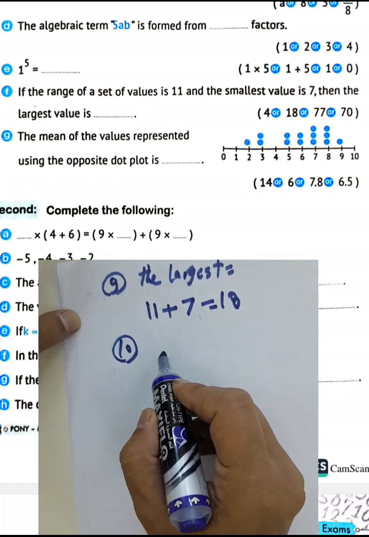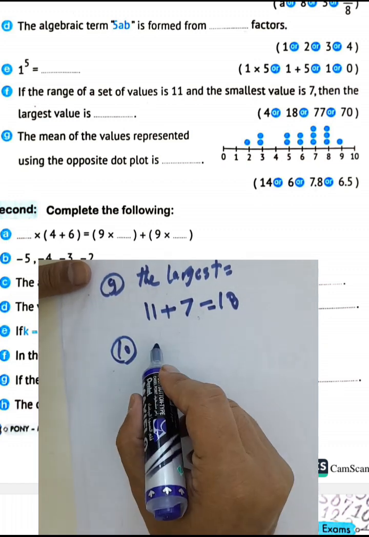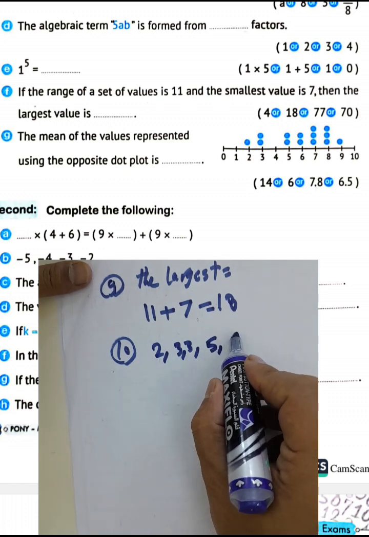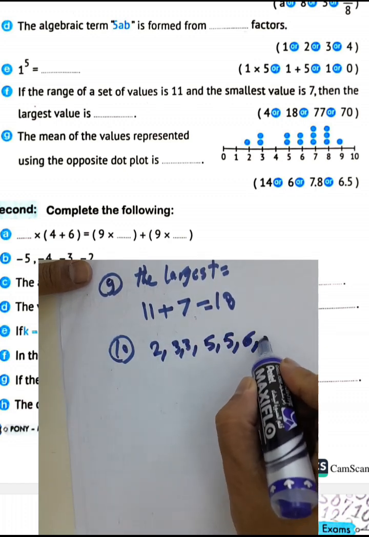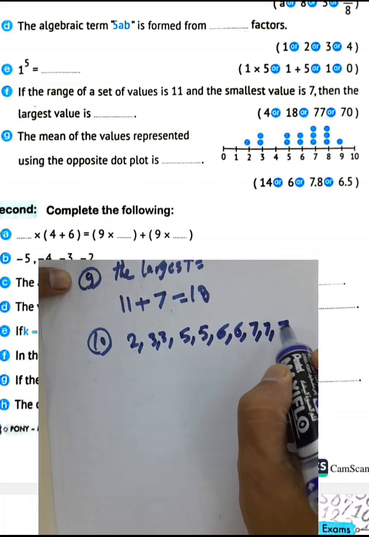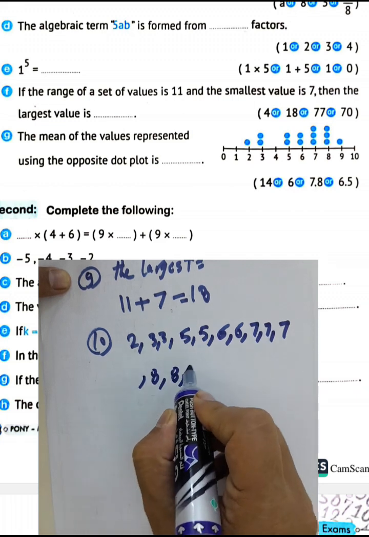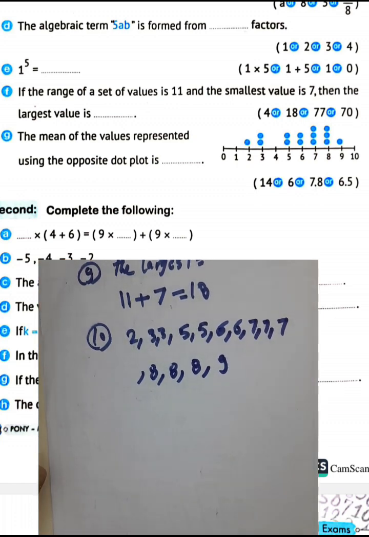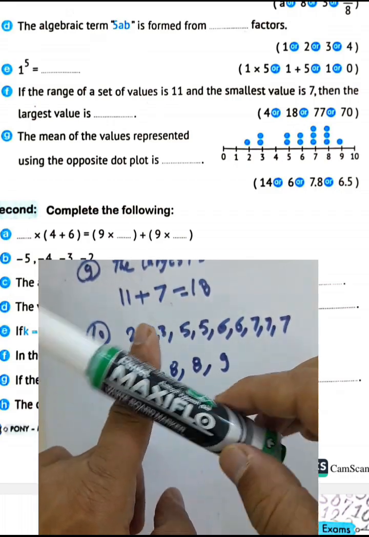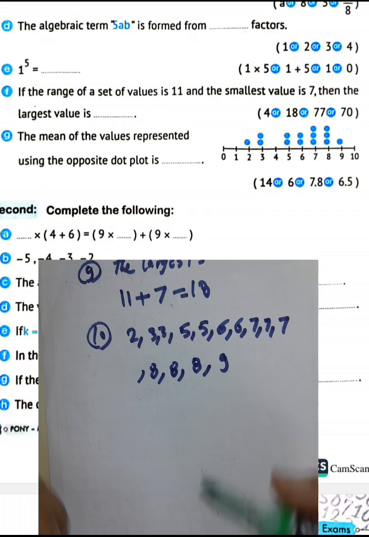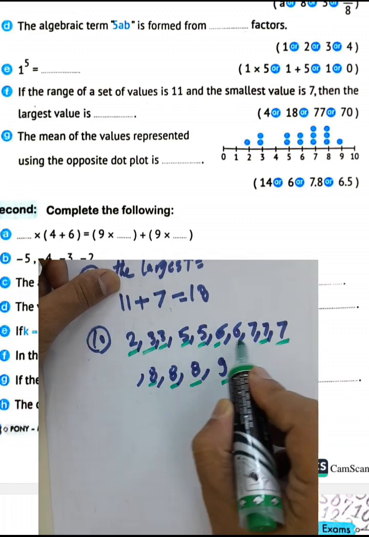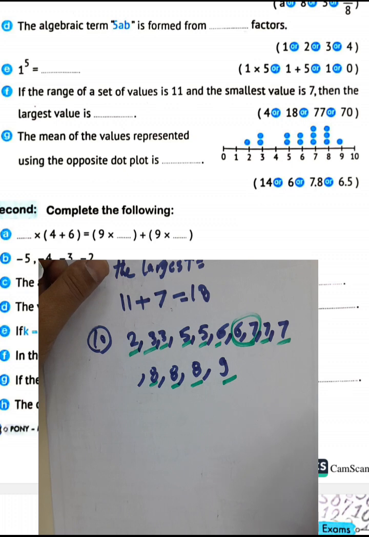Question number 10, the mean of the values using the opposite dot plot. We have 2 and 3 repeating twice, and 5 repeating twice, and 6 repeating twice, and 7 repeating 3 times, and 8 repeating 3 times, and 9 repeating once. To find the mean of all values, you must find the point in the middle, or the balance point. Cancel number by number, this by this, and we have 7 and 6 in the middle.